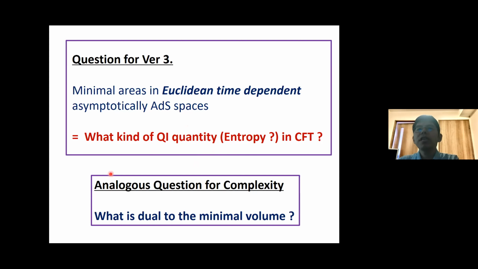And analogously, we can also ask an analogous question about complexity. Complexity was already discussed by Susskind and collaborators, and this complexity is related to the maximum time slice volume. But this is Lorentzian space-time. Here we are talking about Euclidean time dependence, so we can talk about the minimum volume in our setup.